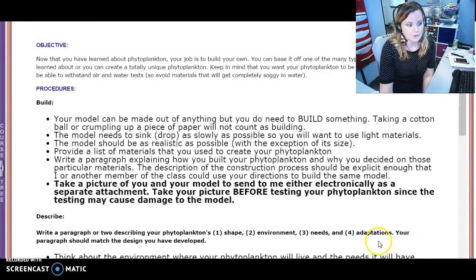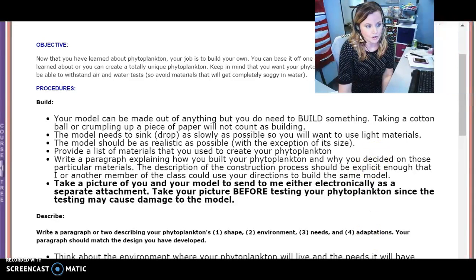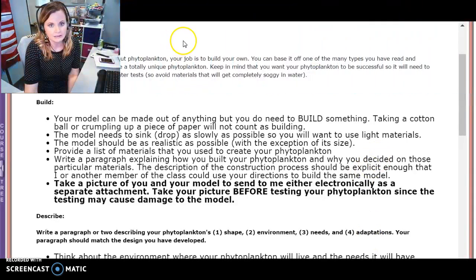Okay, so remember that you are going to test the phytoplankton. You're going to be testing it both in air and in water. And you do have to actually design and build something. It's definitely not something where you're just going to take a household object and pretend that it's a phytoplankton. You have to design it, you have to build it, and carry out the experiment.